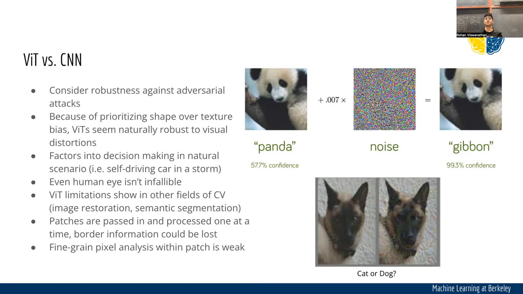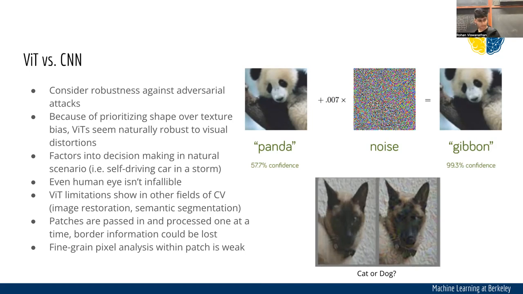Vision transformer limitations, however, show up in other fields of CV, in this case image restoration and semantic segmentation, where patches are passed in and processed one at a time, so border information can be lost. We're putting our attention on the main source of information, the main subject. So fine-grained pixel analysis within a patch is also weak.